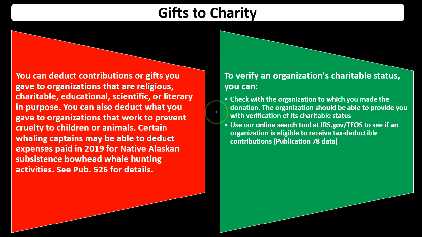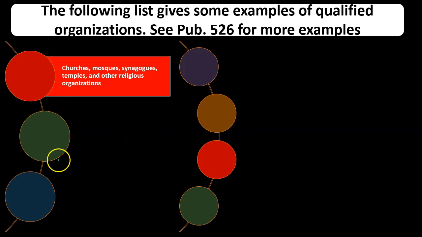Use our online search tool at irs.gov/TEOs to see if an organization is eligible to receive tax deductible contributions. The following list gives some examples of qualified organizations. You can see Publication 526 for more examples. That can be found on the IRS website.